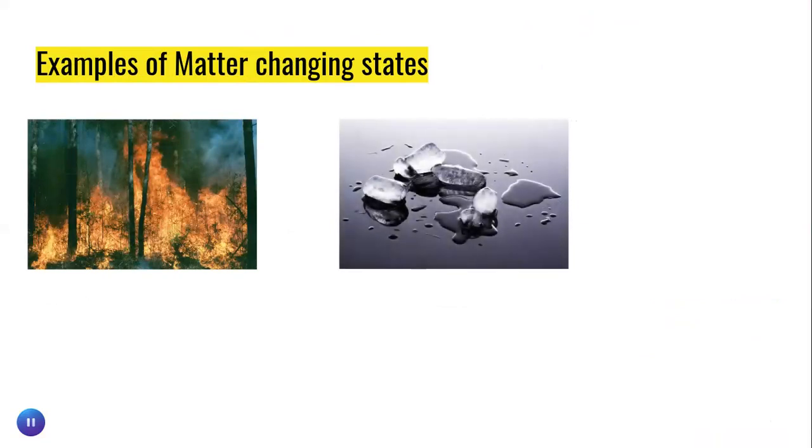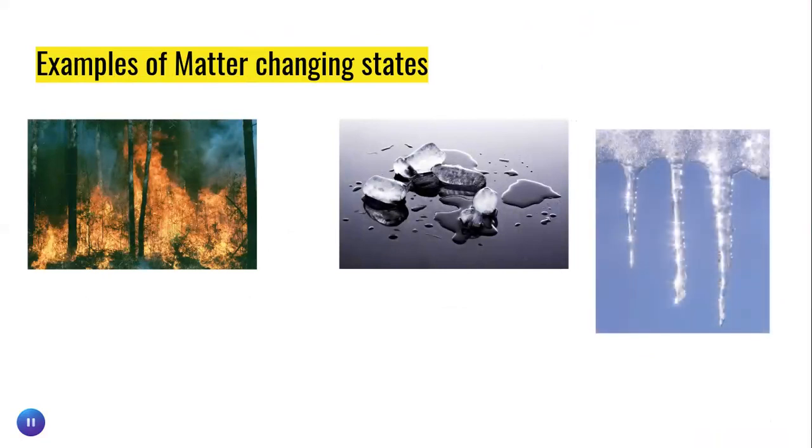Our next example is of melting. What you see in this picture is ice cubes, and an outside heat source, whether from the air or from the room temperature, is causing that ice to melt and turn into water. The opposite of that is freezing. The picture I show is of icicles, and this is caused when water outside reaches the freezing temperatures of the air, and the water will freeze into icicles.